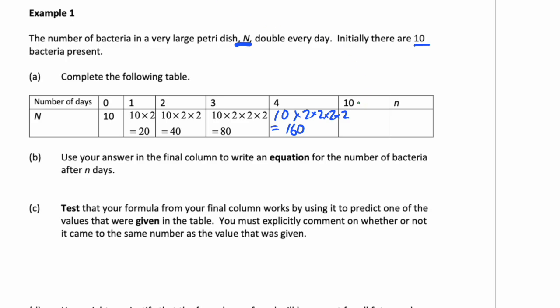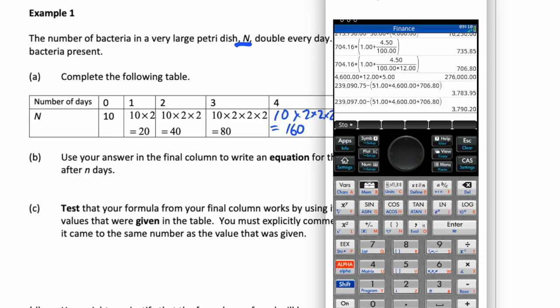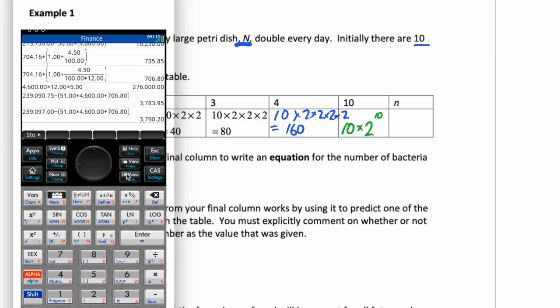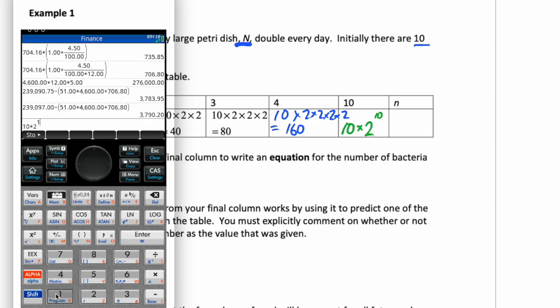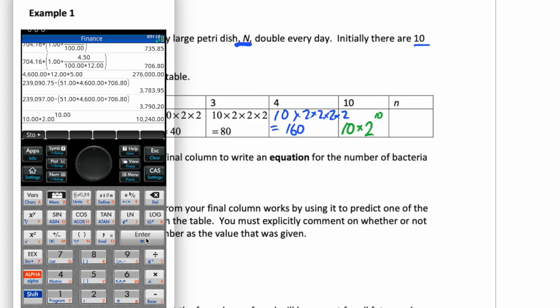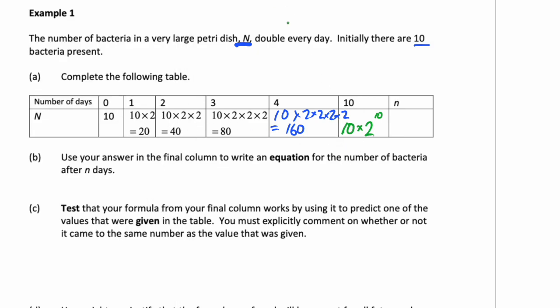And if you jump up to 10 days, we're going to have a 10, and then we're going to multiply by 2 10 times, so you can write it like an exponent. Okay, so this is going to get pretty large pretty quickly, so I'm going to use my calculator for that. Repeated multiplication means an exponent. So when you see repeated multiplication in a pattern, you're going to have an exponent in your rule. So this is actually 10,240.